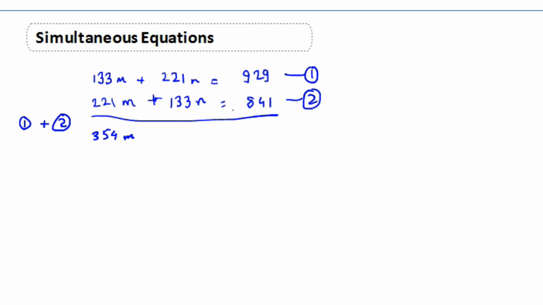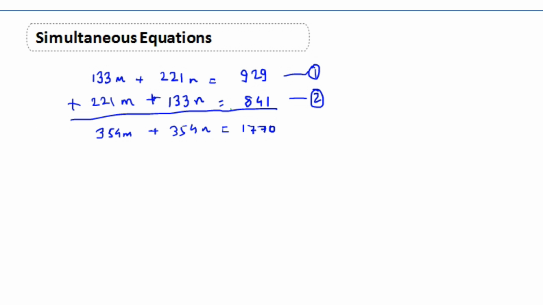354m, and when I add these, 221 plus 133, that again gives me 354n is equal to, and I'll have to add these two terms also together. So 9 plus 1 is 10, 7 and 1 is 770.